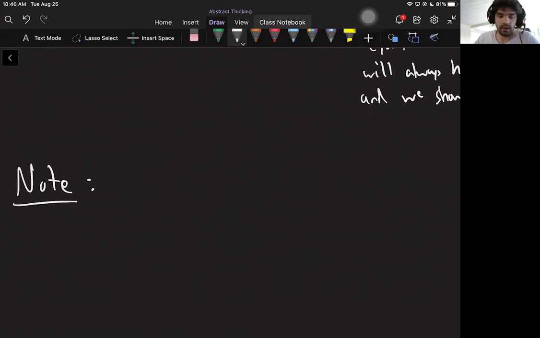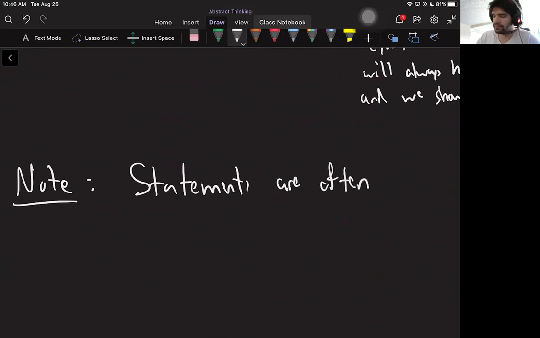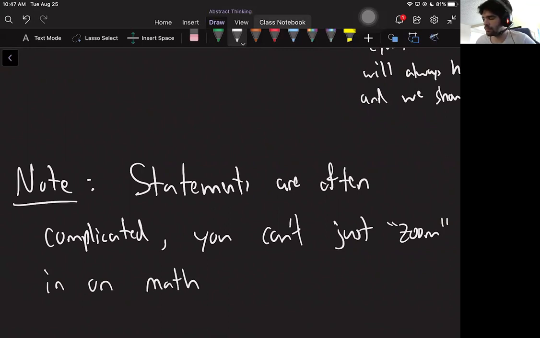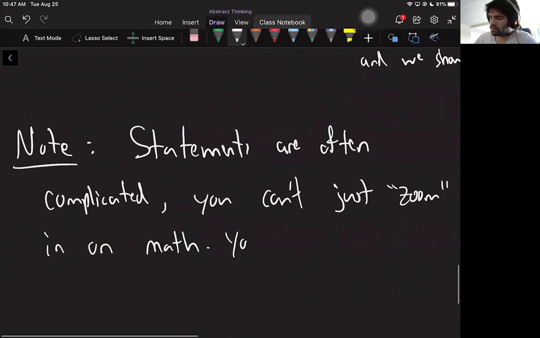Note, statements are often complicated, you can't just sort of zoom in on the math. You have to read the whole thing. You have to understand the whole thing.